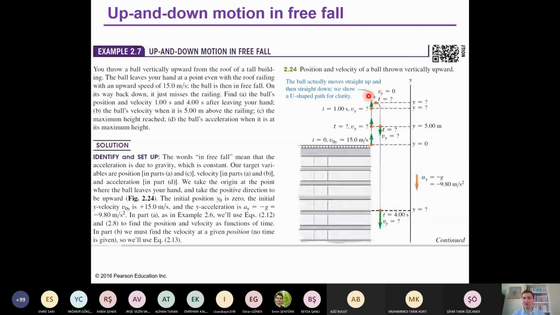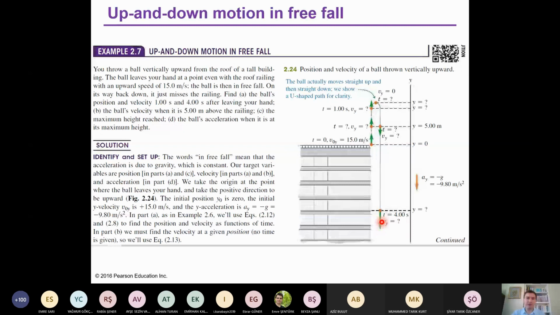And then on its way back down, it just misses the railing. So first of all, you throw the ball and then it stops somewhere here and it goes back. The ball actually moves straight up and then straight down. This type of motion here in the motion diagram is just shown for clarity. On its way back down, it just misses the railing.